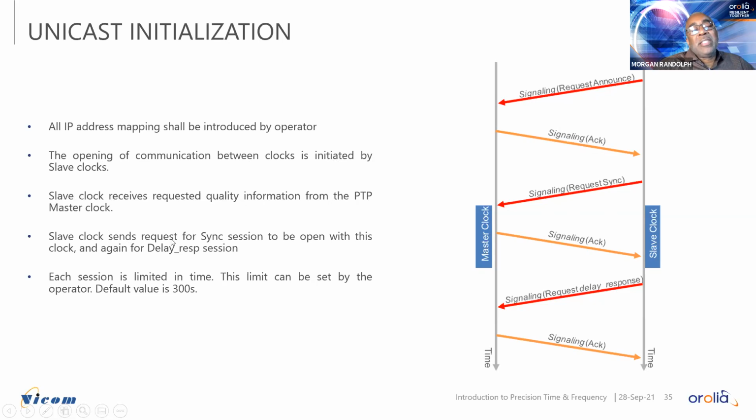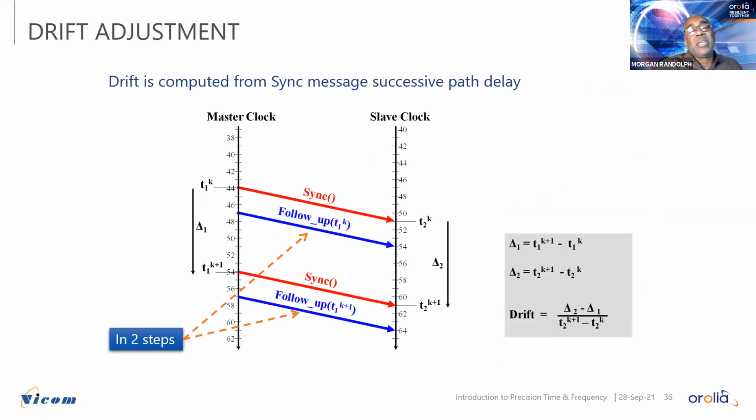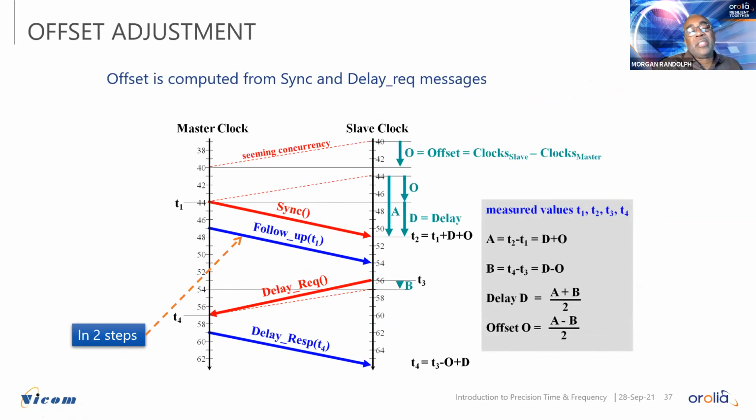The slave clock sends a request for a sync session. So that's where we were here, the sync session. And each session is limited in time. The time can be set by the operator. So we can set the time within our device. And then this just really touches on the calculation, the math to do the drift in the two-step mode. And this particular one just touches base in two-step mode with the sync and delay request messages in that.